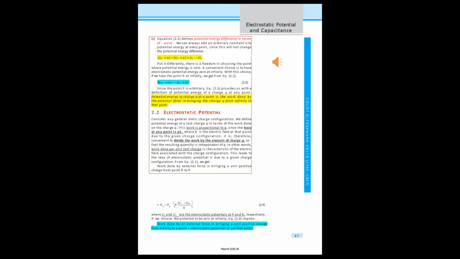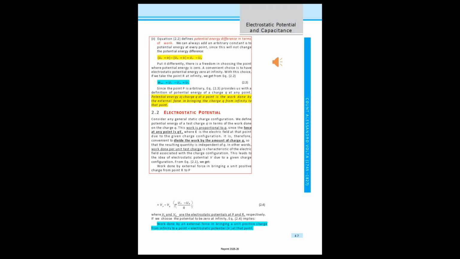The second comment is that equation 2.2 defines potential energy difference in terms of work. We can always add an arbitrary constant alpha to potential energy at every point, since this will not change the potential energy difference. UP plus alpha minus (UR plus alpha) is equal to UP minus UR. Put differently, there is a freedom in choosing the point where potential energy is 0. A convenient choice is to have electrostatic potential energy 0 at infinity.